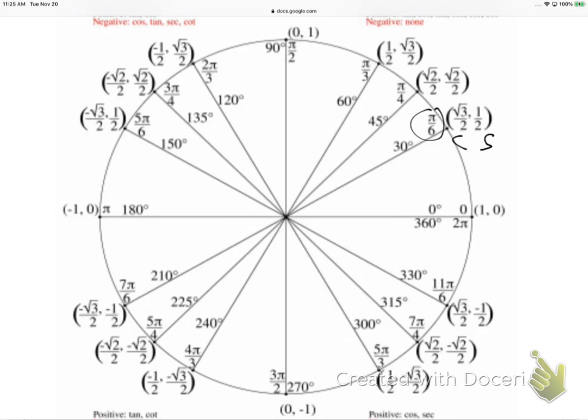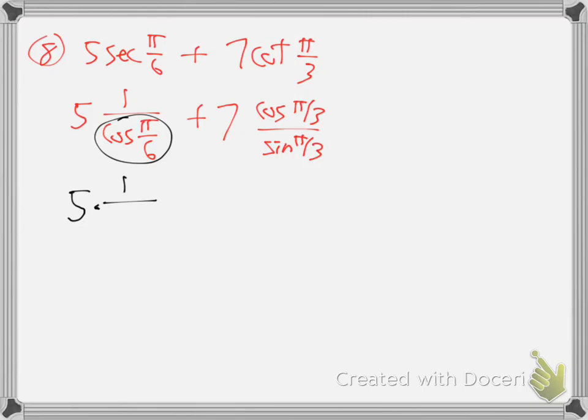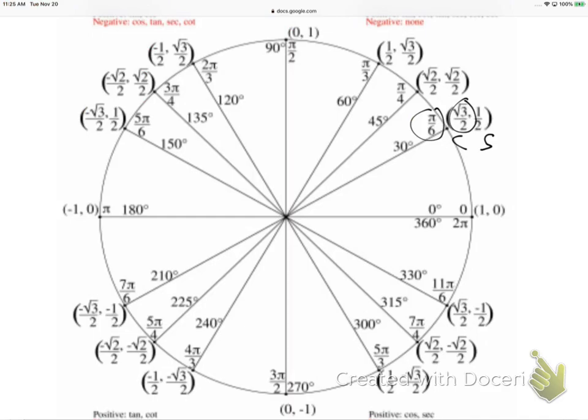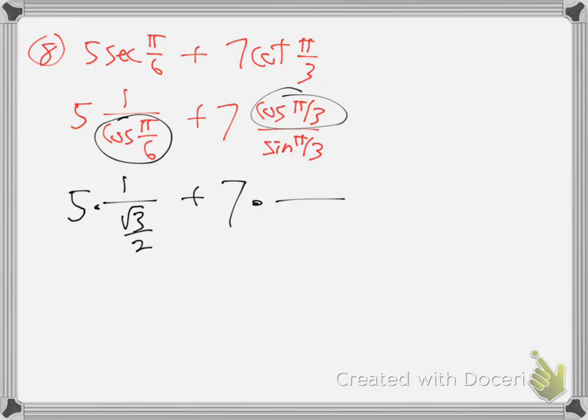Cosine, sine. Remember, it's reverse order. Cosine, sine. What do I want? Cosine, right? Root 3 over 2. So cosine of pi over 6, root 3 over 2. Let's go back. Root 3 over 2 plus 7. Now I want cosine of pi over 3. Let's go get cosine of pi over 3. So here's pi over 3. Cosine, sine. Cosine's a half. Sine's root 3 over 2. See how I'm getting those right off the unit circle? No calculator needed. That's what you'll be able to do next Thursday.